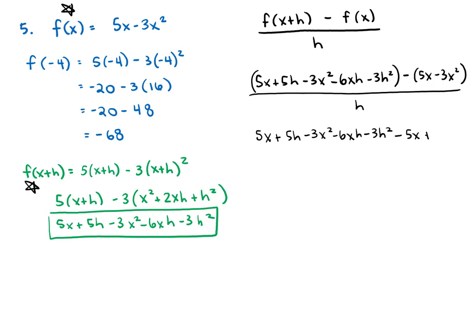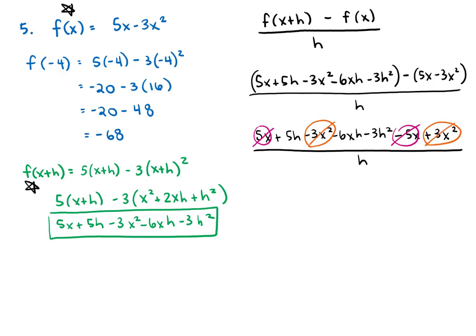And then you get plus 3x squared. Make sure you change that sign when you distribute it. And then we're going to see if we can, through addition or subtraction, cancel out any terms. So I see the 5x and the negative 5x. I'm going to cancel those out. And then I see a negative 3x squared and a positive 3x squared. I'm going to cancel those out.